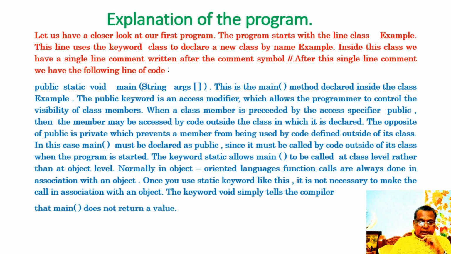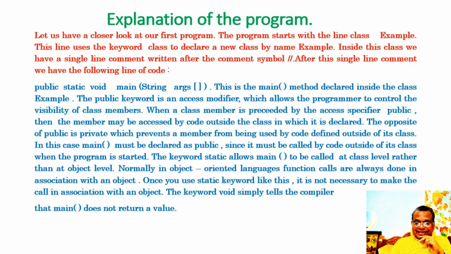See next. public static void main(String args[]). It's an array of string args. Close the bracket. This is the main method declared inside the class example. The public keyword is an access modifier, which allows the programmer to control the visibility of class members.